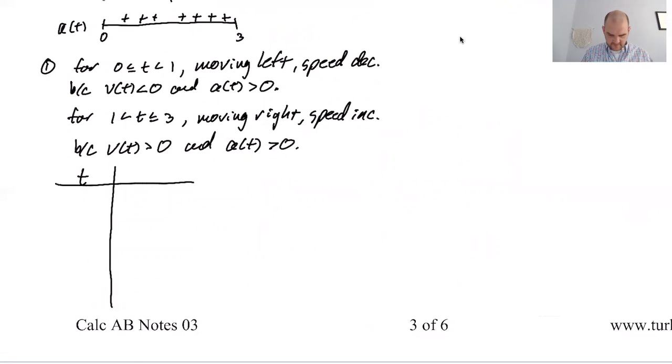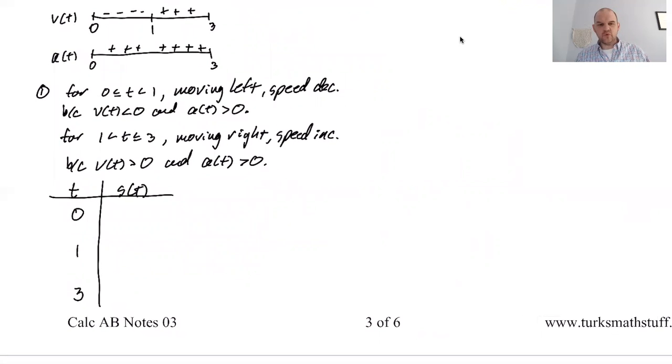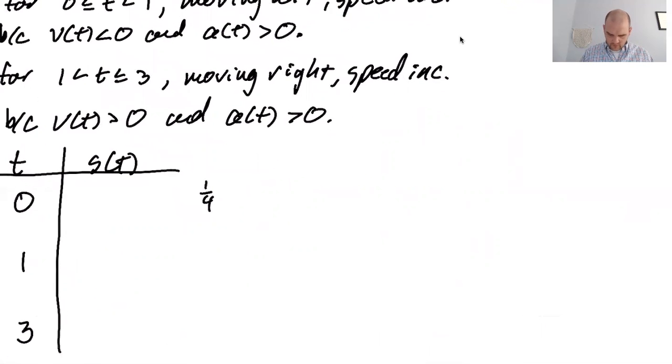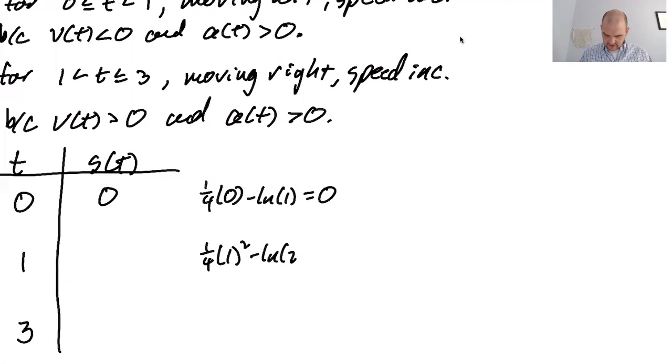So I'm going to say t and then s of t. I need 0, 1, and 3. When I have to do work for these, instead of doing it in the s of t column, I always do it a little to the right of the column. At 0, you get 1/4 of 0 squared minus the natural log of 1, but the natural log of 1 is 0, so you just get 0. At 1, you get 1/4 times 1 squared minus the natural log of 2, which is 1/4 minus the natural log of 2.